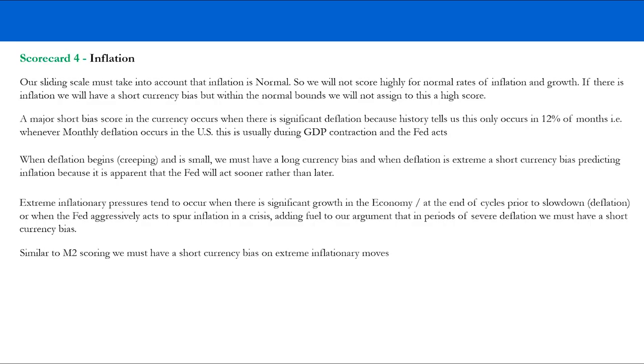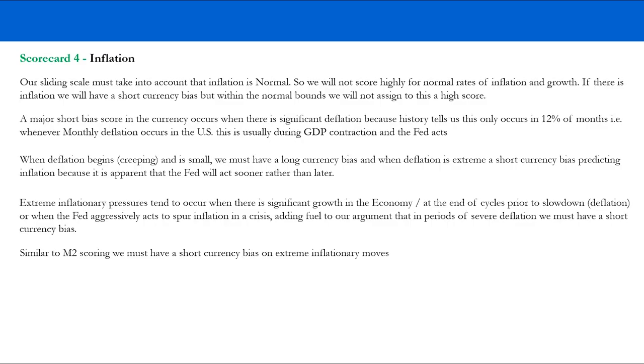The sliding scale has to really take into account that inflation is normal, and more normal when excluding food and energy than including it. So we're not going to score highly for normal rates of inflation and growth again. If there is inflation, we're going to have a short currency bias, but within the normal bounds, we're not going to assign a high score to what we consider as normal inflation on the CPI ex food and energy.